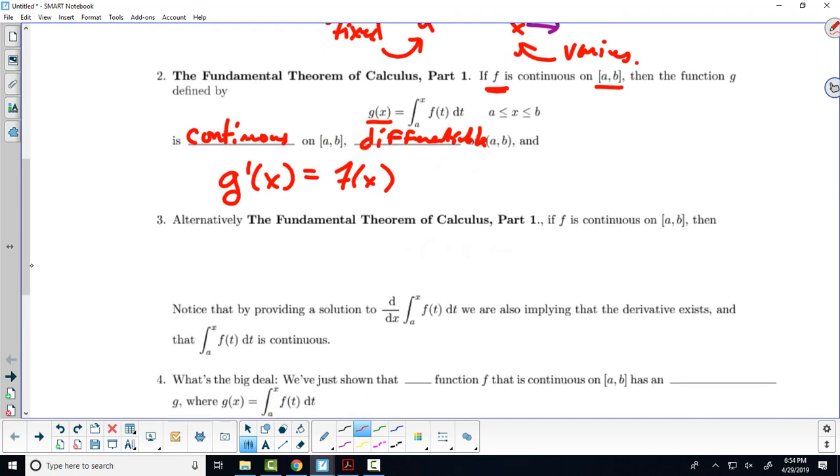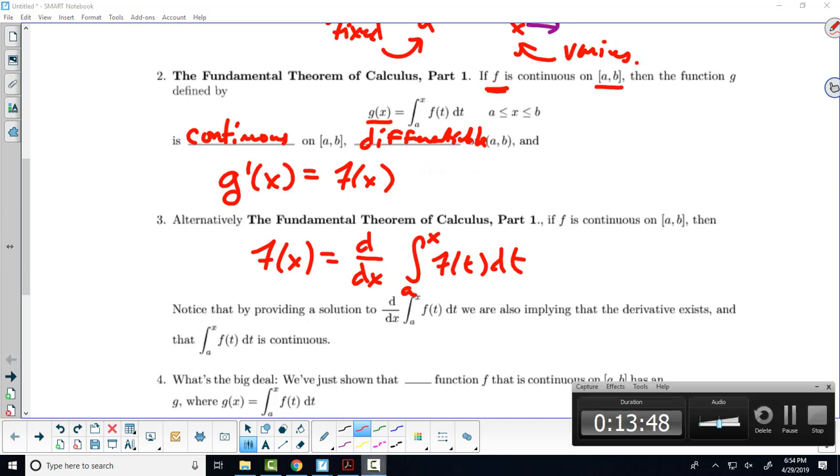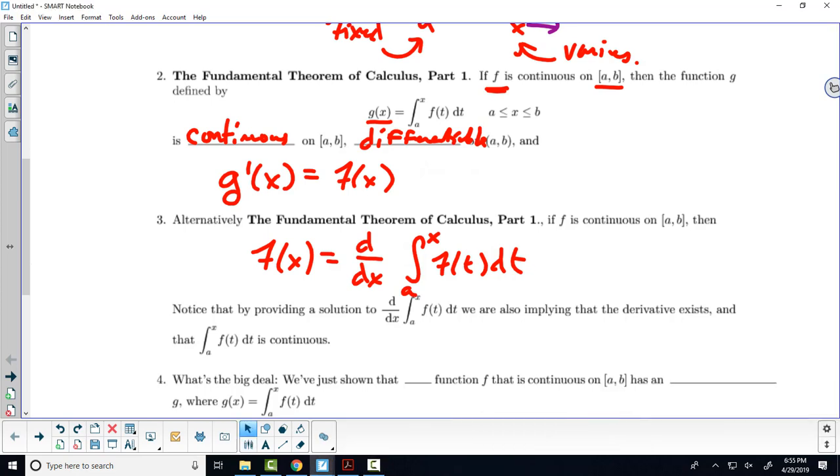There's another way to write it. This is kind of long. The other way to write it is a little more compact, but it's also a little more intimidating. It says that f of x is equal to d dx of the integral from a to x of f of t dt.